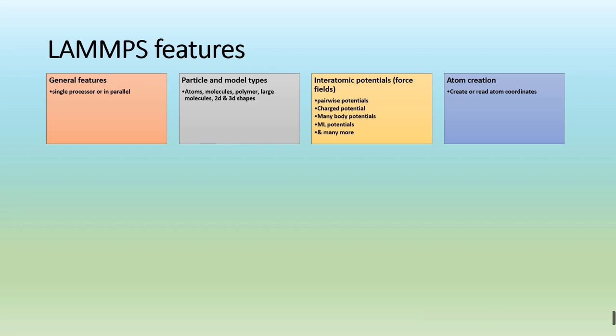LAMMPS gives the luxury to create atoms on the spot or read data files generated from other packages. So we can create atoms at will, or we can read atomic data from other files generated by other packages, such as PDB format. LAMMPS also offers 2D and 3D modeling with various options for barostating and thermostating. It allows constraints, such as restricting an angle to some value throughout your molecular dynamics.